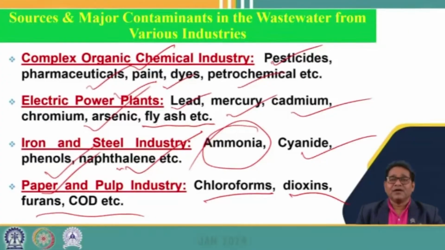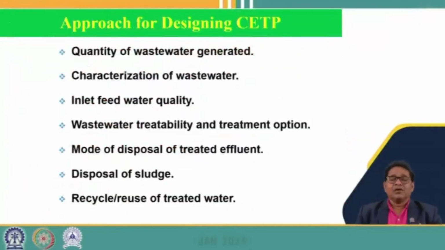So if we see a combined effluent generated from these industries, when they are mixed, it contains a variety of compounds and pollutants, which need careful observation and analysis so as to plan a proper combined treatment system to meet the environmental discharge norms of all these industries. Let us see what are the approaches for designing and planning of a common effluent treatment plant for a group of industries.